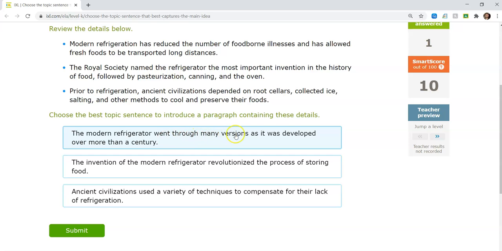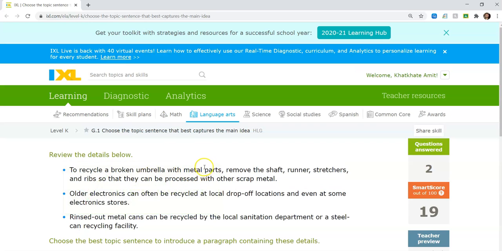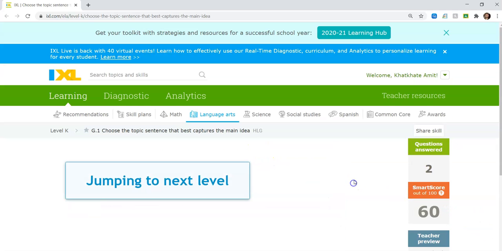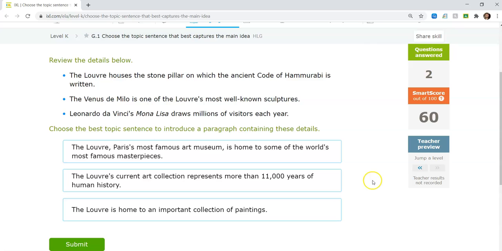The modern refrigerator went through many versions, and it doesn't talk about anything about versions. The invention of the modern refrigerator revolutionized the process. Yep, this looks pretty good. Ancient civilizations used... no, only the last one talks about ancient civilizations. Okay, so I'm picking that one. Do one quick one. Actually, I'm going to go up to a more difficult one. Okay, so now we're in the other level, so slightly higher.